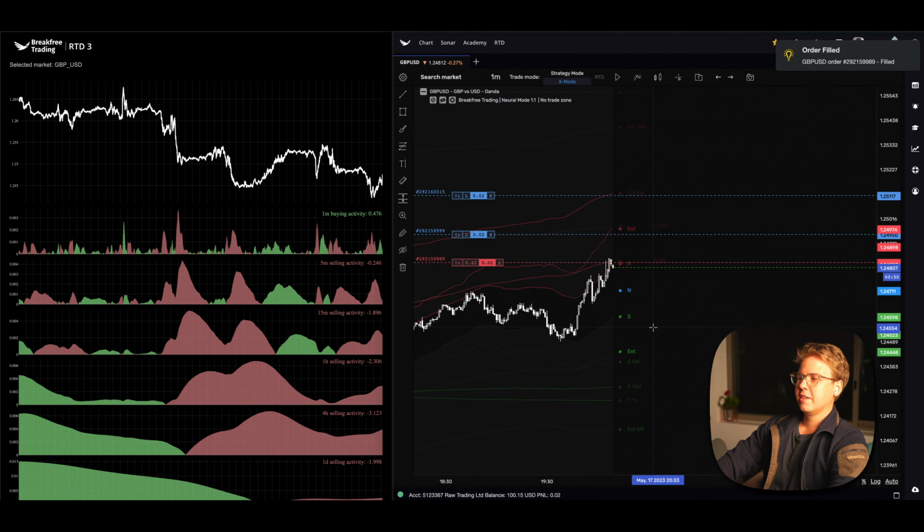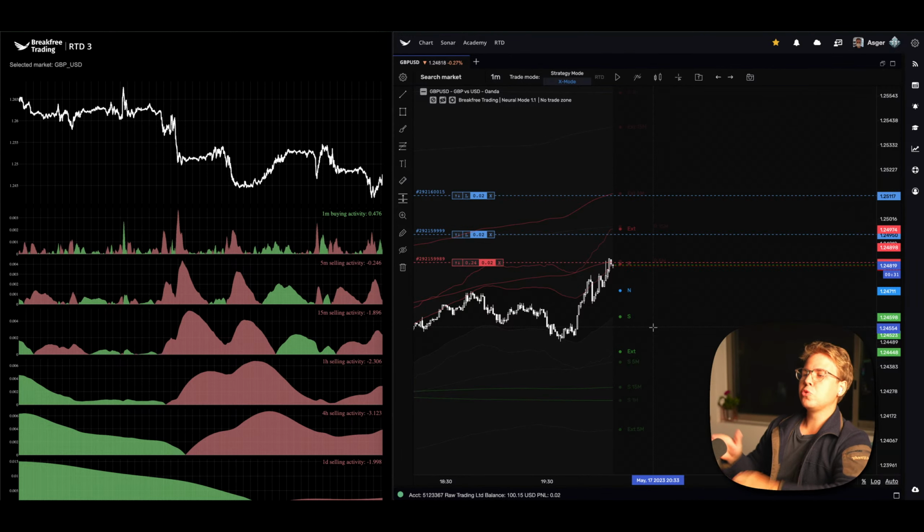But I'm not sure it's going to be so black and white in the future, that if 1 minute is buying algorithms, we're not selling 1 minute. So it's more the general idea, right? It's more the general idea that we can position ourselves between these different selling or buying programs active in the market.